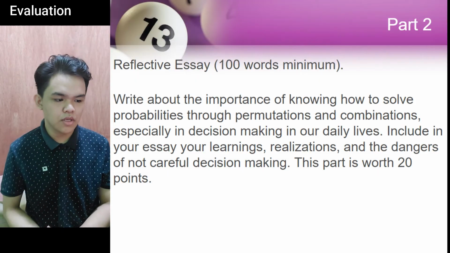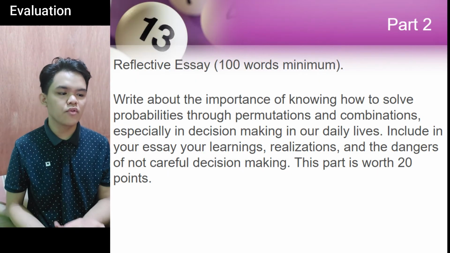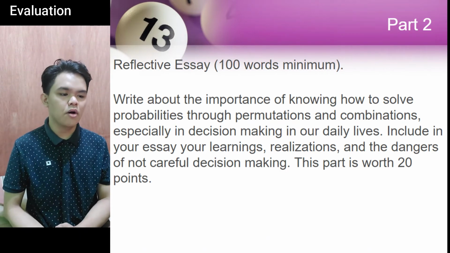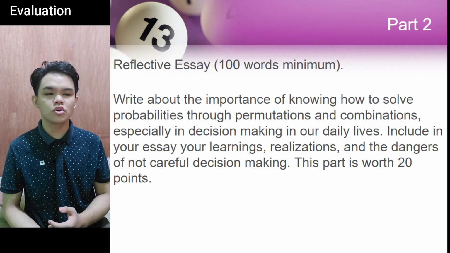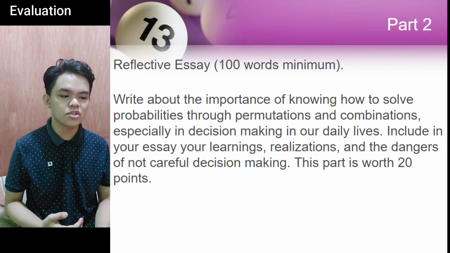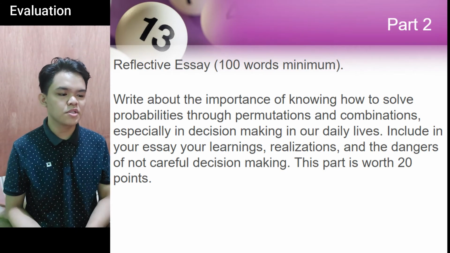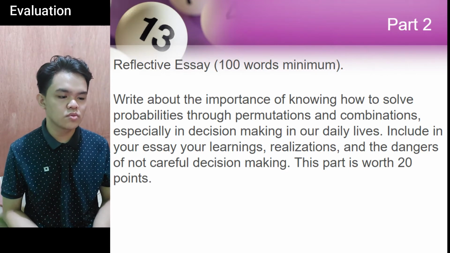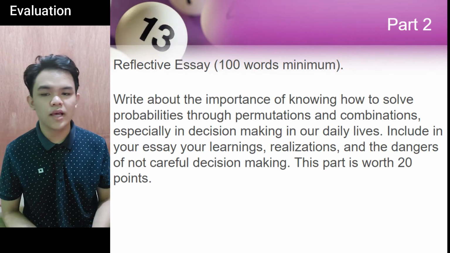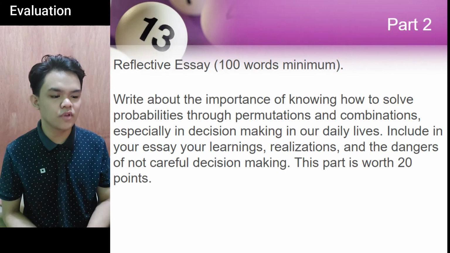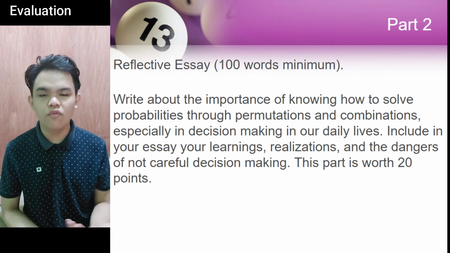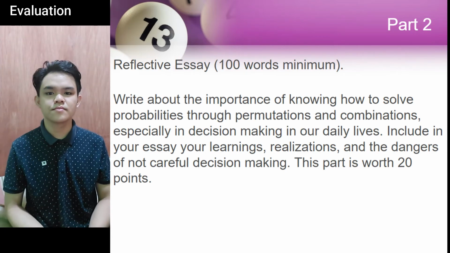For the second part, students will write a reflective essay with a minimum of 100 words about the importance of knowing how to solve probabilities through permutations and combinations, especially in decision making in our daily lives. The students must include their learnings, realizations, and the dangers of not careful decision making. This is worth 20 points, overall 50 points.